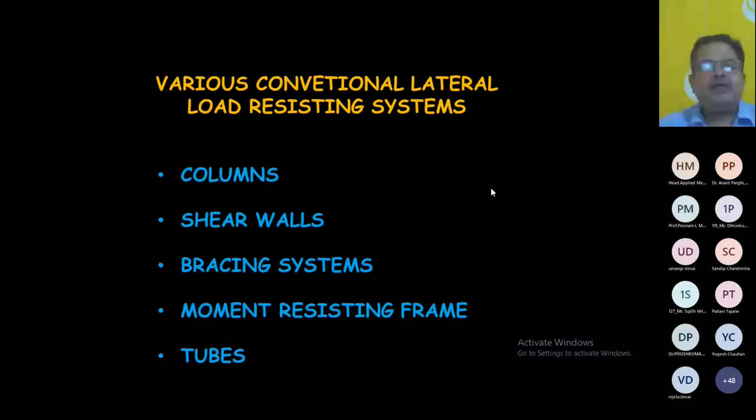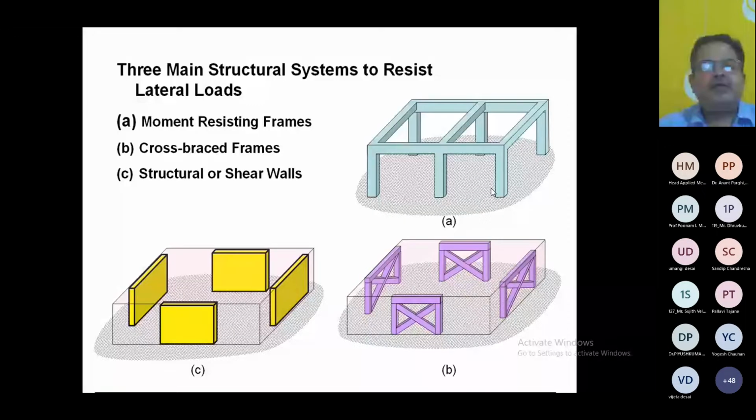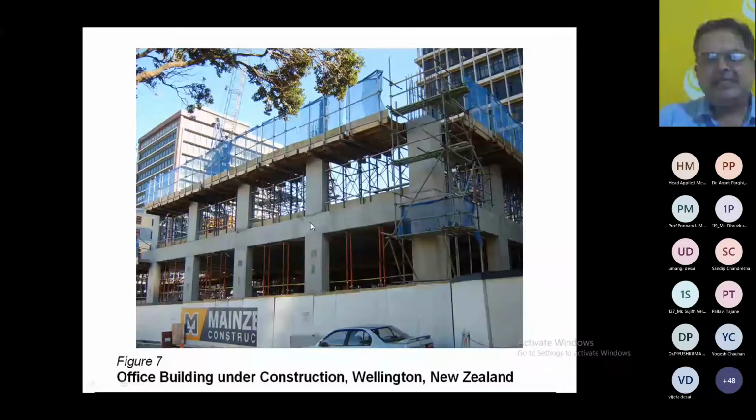Here are the three main structural systems. This is a moment resisting frame, which is made up of beams and columns. Right. We have a braced frame. Bracing is generally observed in steel structures. And this is a structural wall or shear wall, right? So you can see this picture. This is a simple MR frame, a combination of beam and column.